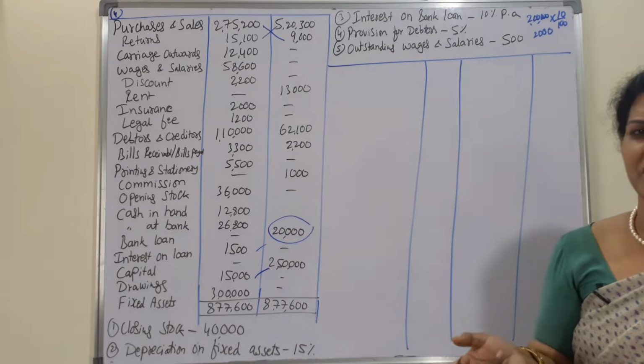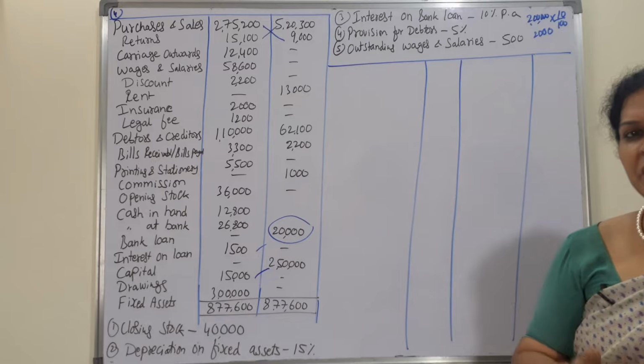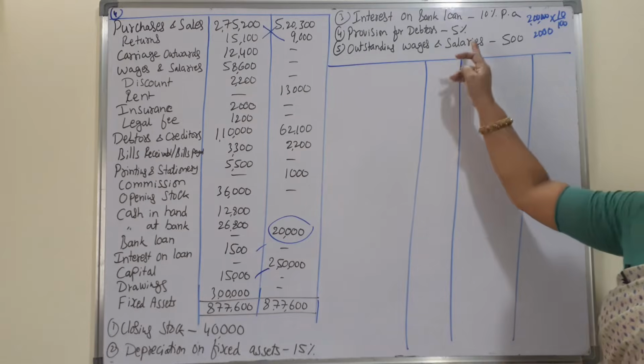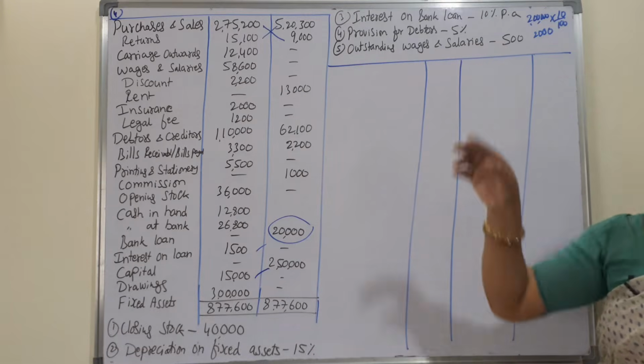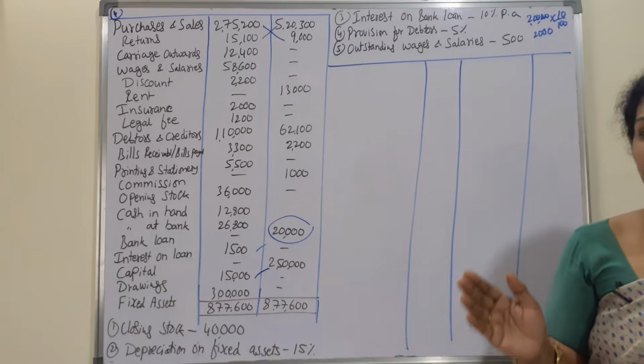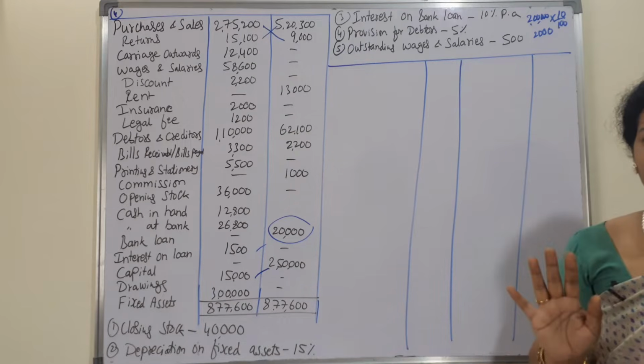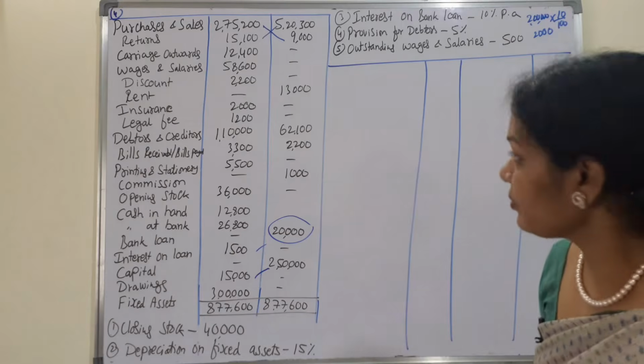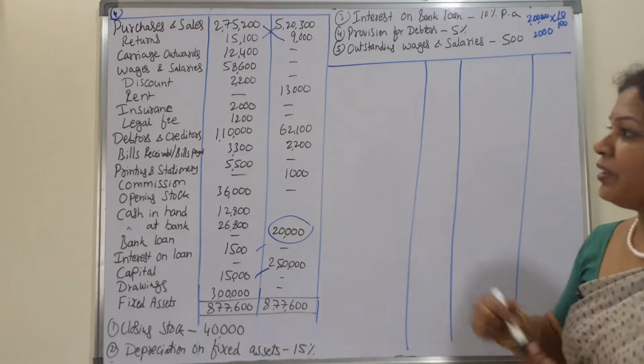Next, provision for debtors. This is a loss. It comes on the P&L account debit side, and in the balance sheet it is deducted from the debtors. Outstanding wages and salaries are to be added on the trading account debit side. Clear? We'll work out the problem now. First we'll start with opening stock.